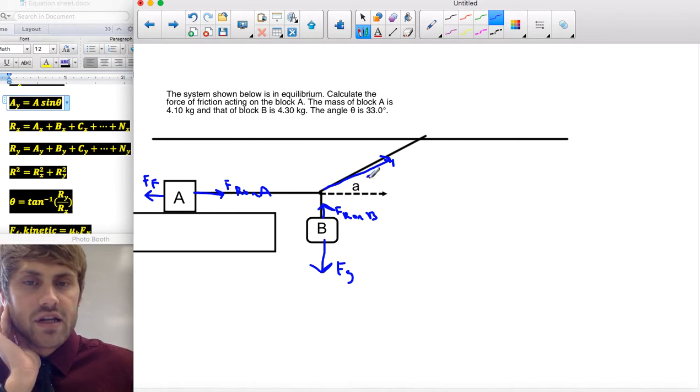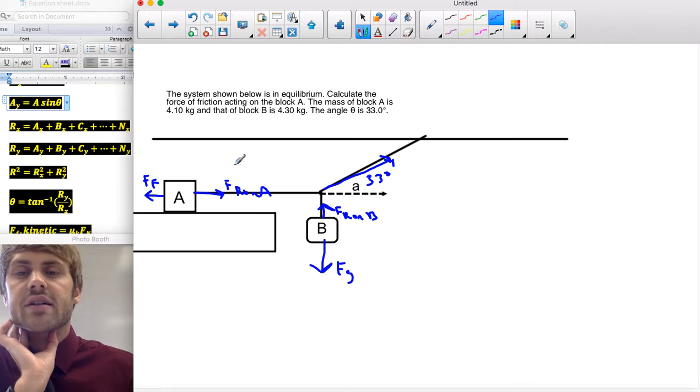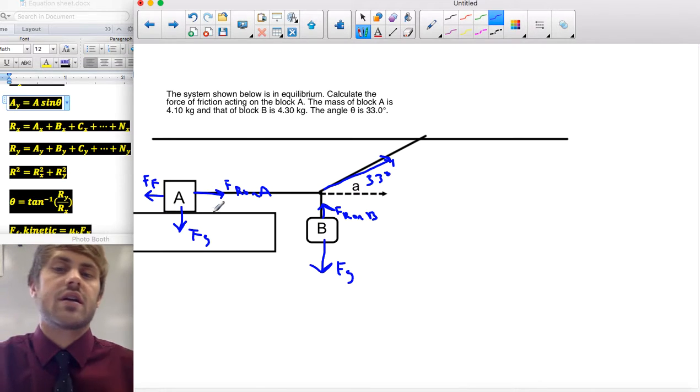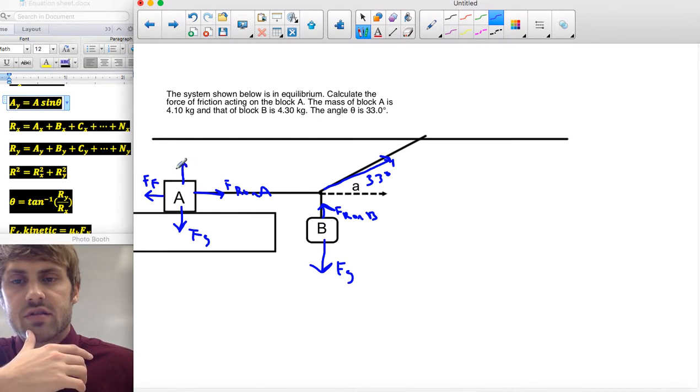They tell us that that angle is 33 degrees, and they give us the masses of our blocks. So we need to add a couple forces to A before we can solve. We know that A is going to have some force of gravity acting on it, pushing down into whatever this surface is. And that surface is going to be pushing back up with a force that we call our normal force.